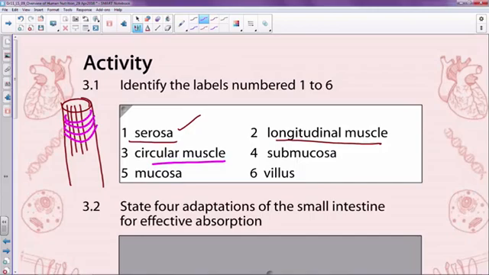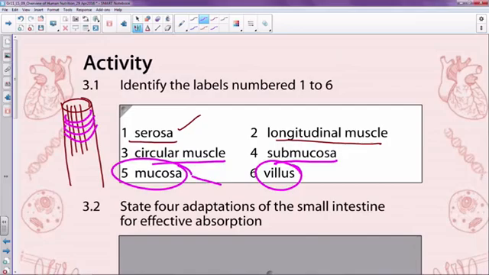Number 4 is the submucosal layer, a layer below, on the inner surface of the circular muscles. Number 5 is the mucosal layer, and that layer is rich in villi that produce the intestinal juices that are required for the process of digestion.